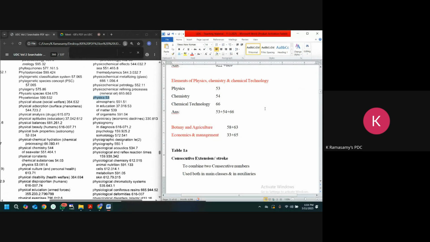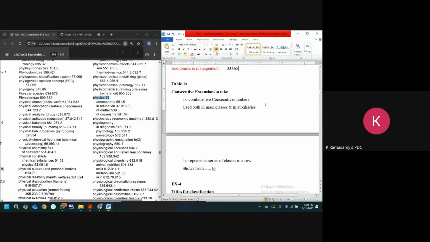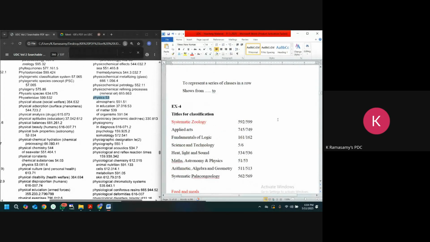Okay, fine. Then what about the stroke or extension symbol? Whenever the UDC numbers are consecutive or continuous, or you want to talk about from this subject to this subject, the from-to aspect, either say 'either to' or 'up to', when you want to cover that kind of concept, continuous numbers, you can make use of a slash, a stroke sign. For example, let me give an example.